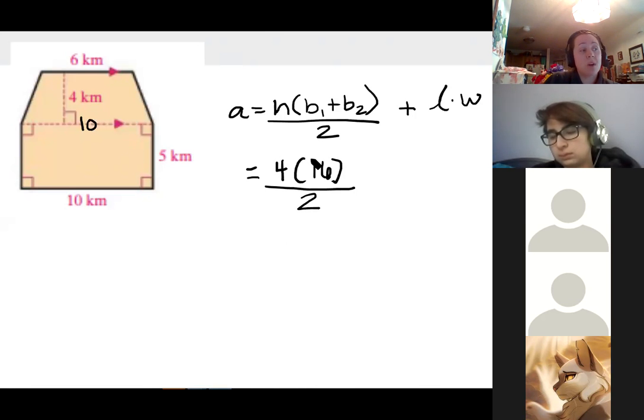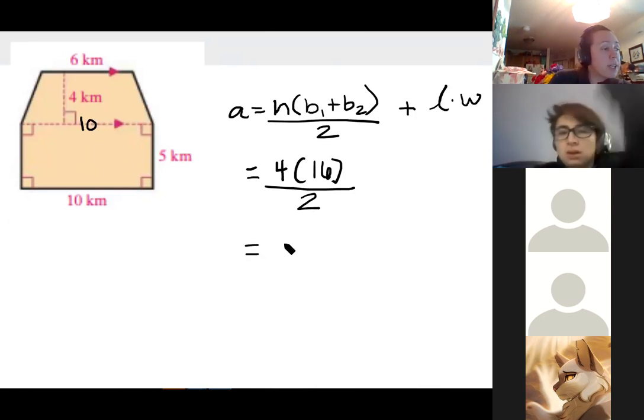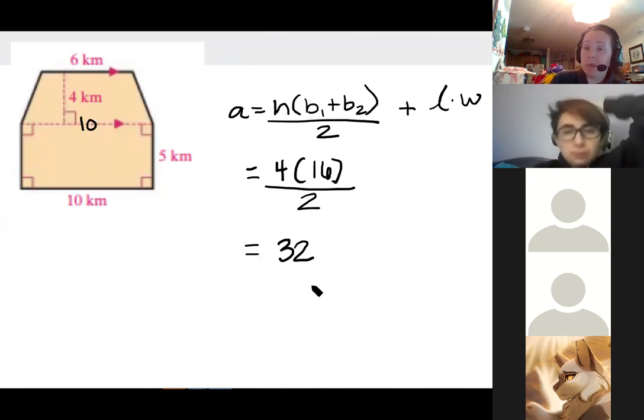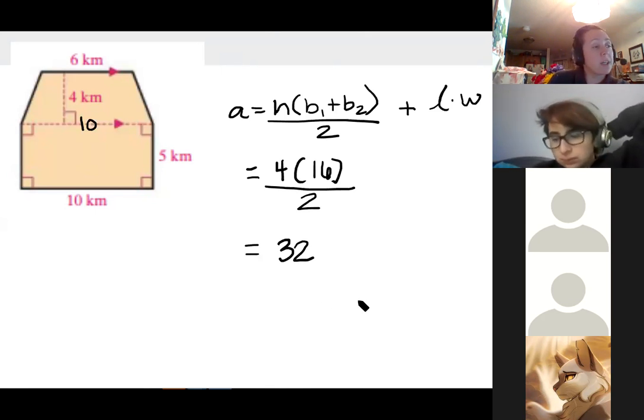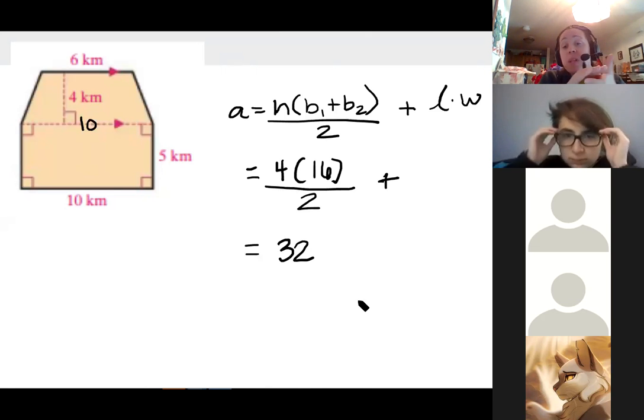So then we got to go 4 times 16 and then divide by 2. What do I get when I do that? I'll wait till I get a few answers just to make sure we all agree. 32. Yep, that's what I got. If you don't want to label it till the end, you don't have to. That's actually what I do. I label it at the end. Then we're going to find the area of the rectangle. What would I multiply?